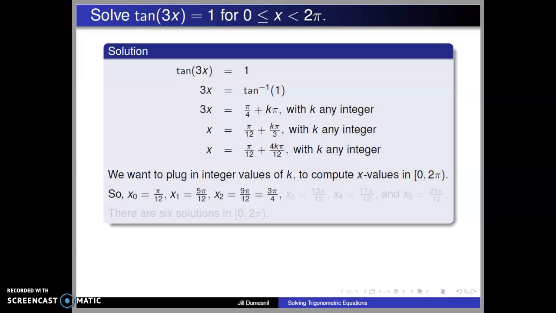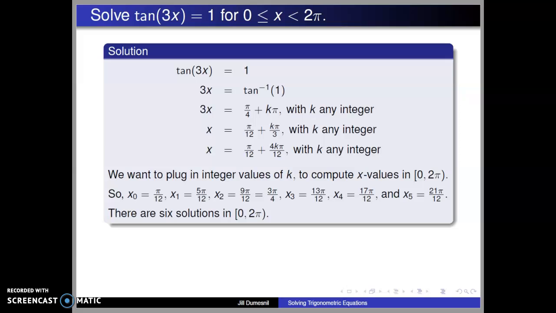Adding another 4 pi over 12 gives us x2 equals 9 pi over 12, which reduces to 3 pi over 4. Adding another 4 pi over 12 gives us x3 equals 13 pi over 12, which is still less than 2 pi. Continuing, we get that x4 equals 17 pi over 12, and finally x5 equals 21 pi over 12. Adding another 4 pi over 12 would put us past 2 pi.